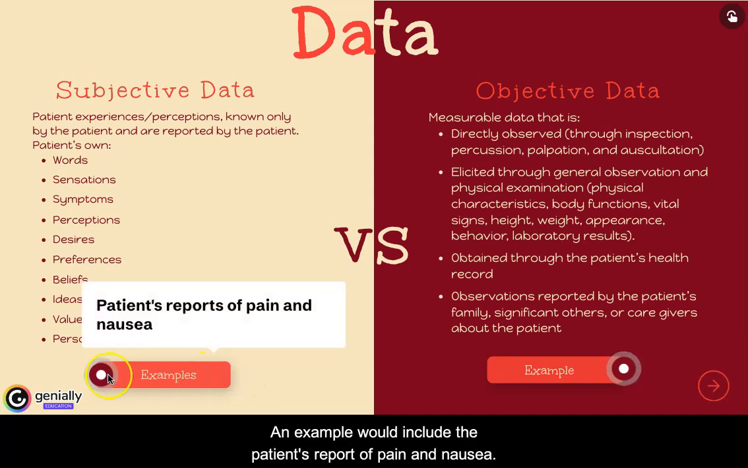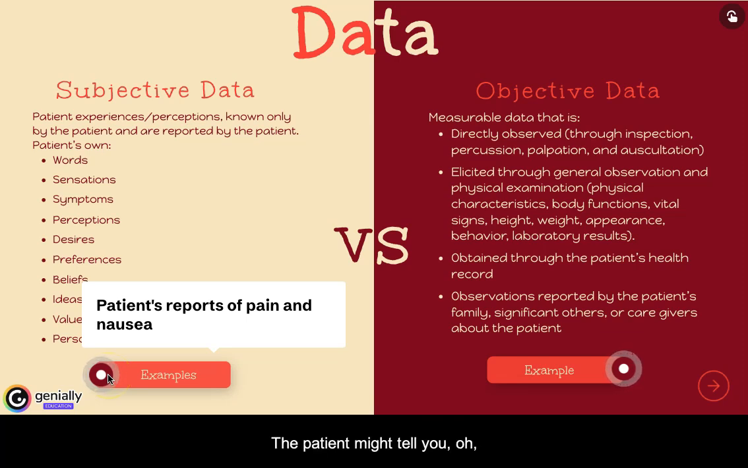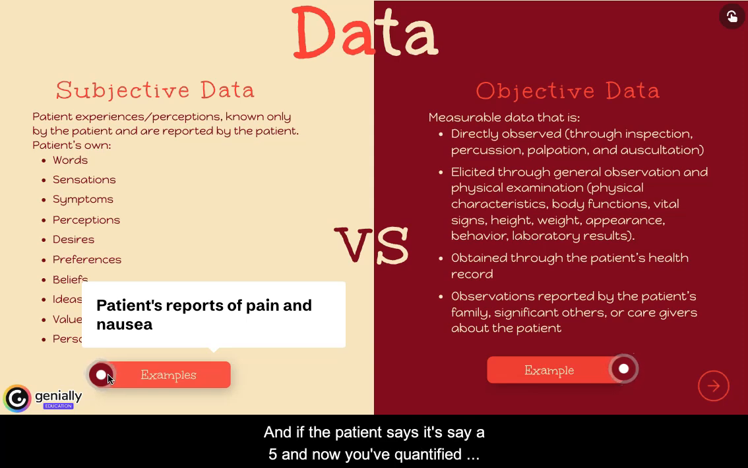An example would include the patient's report of pain and nausea. The patient might tell you, oh, I'm always in pain, my lower back hurts. And then you can gather data regarding that pain and say, okay, can you rate your pain on a scale of 0 to 10? And if the patient says it's, say, a 5, now you've quantified that data, right? But before you quantify it, it's still subjective data.